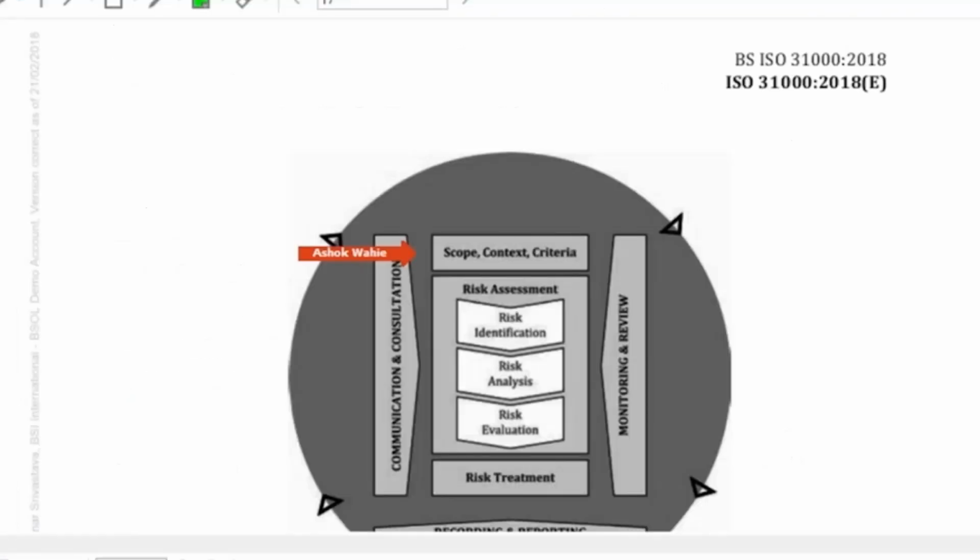Now we will understand how to conduct a risk assessment. Risk assessment consists of these three steps: risk identification, risk analysis, and risk evaluation. What is the purpose of each one of these processes? We will understand now.